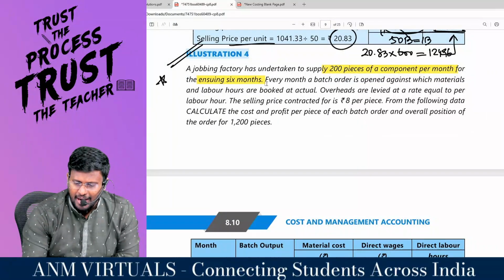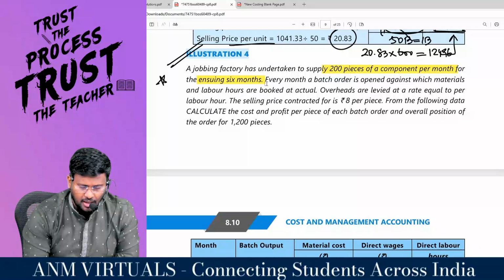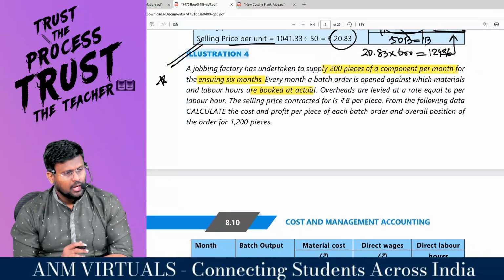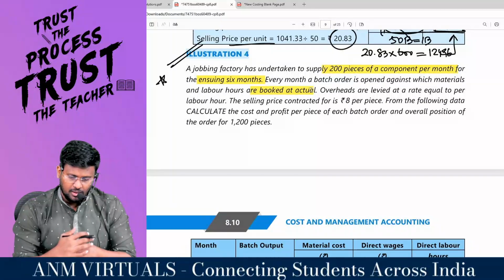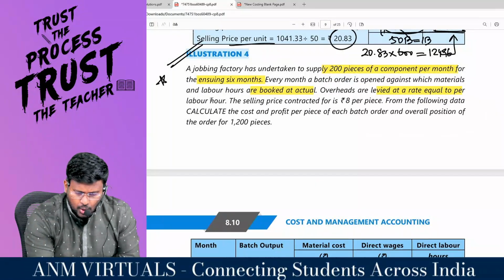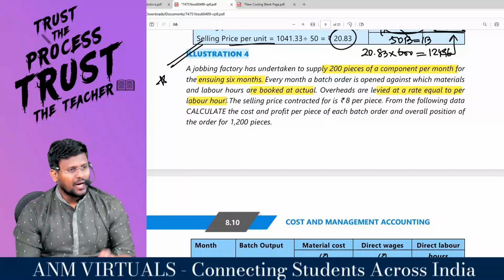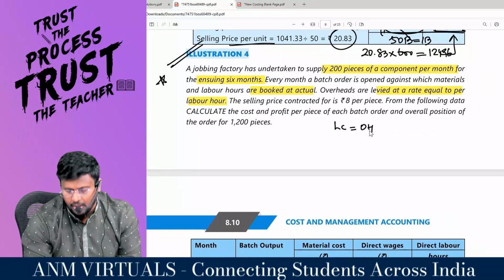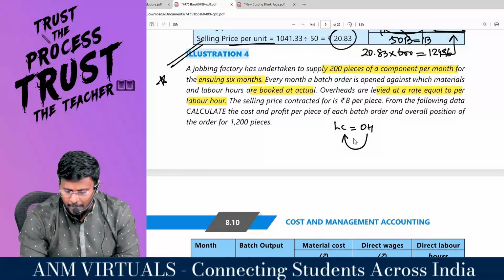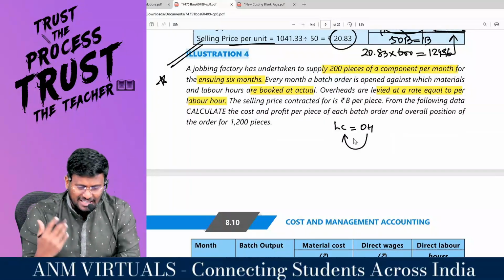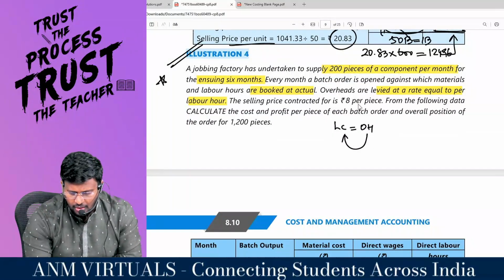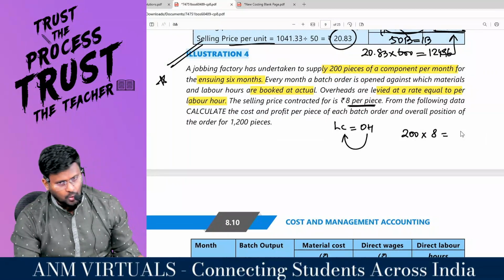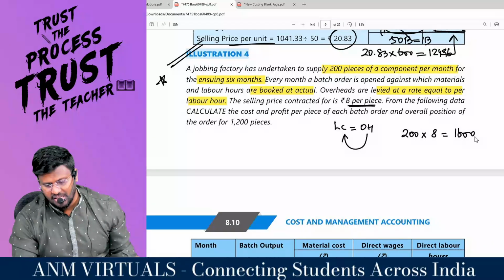Every month a batch order is open, against which material and labor hours are booked at actual, whatever the actual material consumed and the actual labor incurred. Overheads are levied at a rate equal to the labor cost per labor hour. Basically, they are going to absorb overhead at 100% of the labor. Selling price contracted is 8 per piece. Every month they are going to sell 200, so 200 into 8 comes to 1600 as the selling price every month.